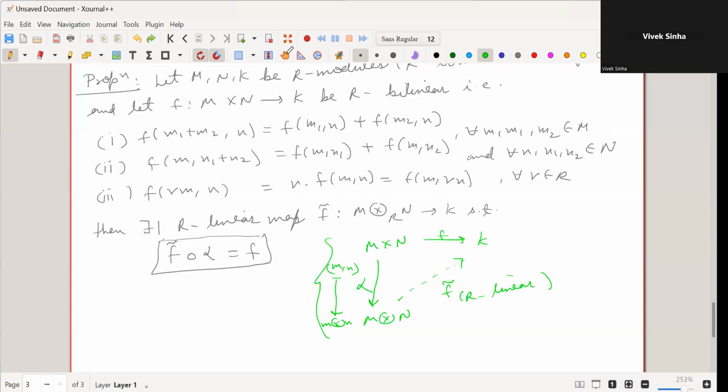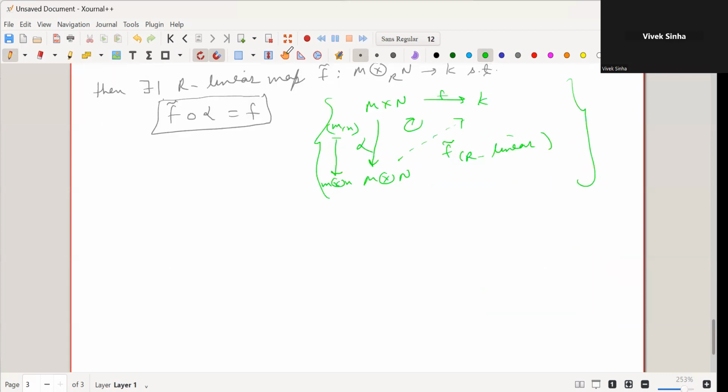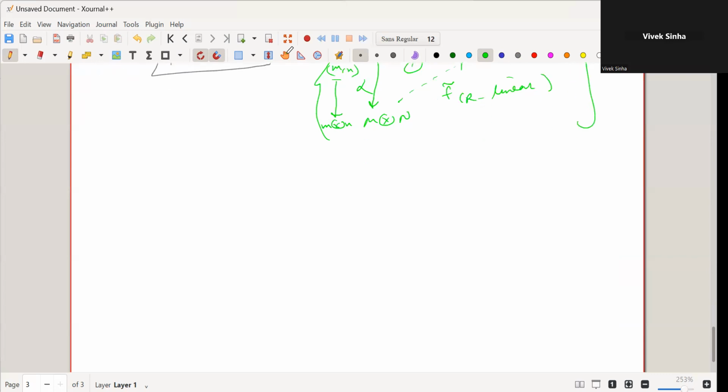Writing here, I have already written. So this is what is happening. Okay, and so this diagram is commutative. So this is the universal property for tensor products. Now, in lecture 5, extension of scalars was discussed. We will see that also, and then we will come to problems.